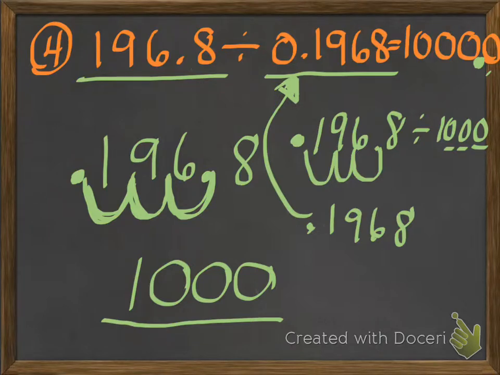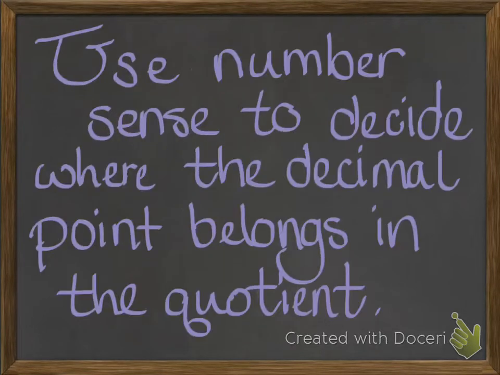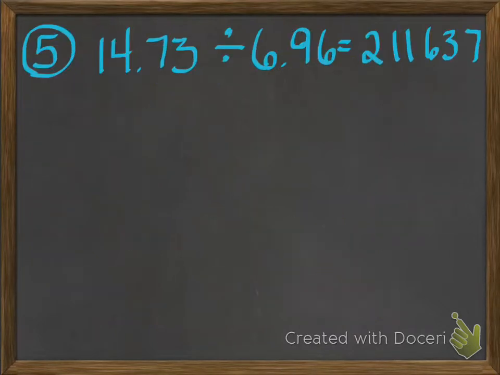Okay, you're going to try some now. Your turn. You're going to use your number sense to decide where the decimal point belongs in the quotient. You're going to have a few problems. Pause the recording and then see if you're right. Number 5, 14.73 divided by 6.96, and it's going to equal 211637. See if you can find out where to put the decimal point.